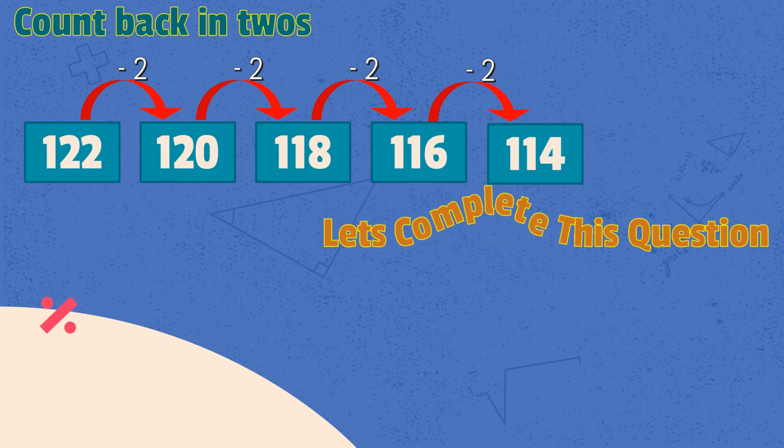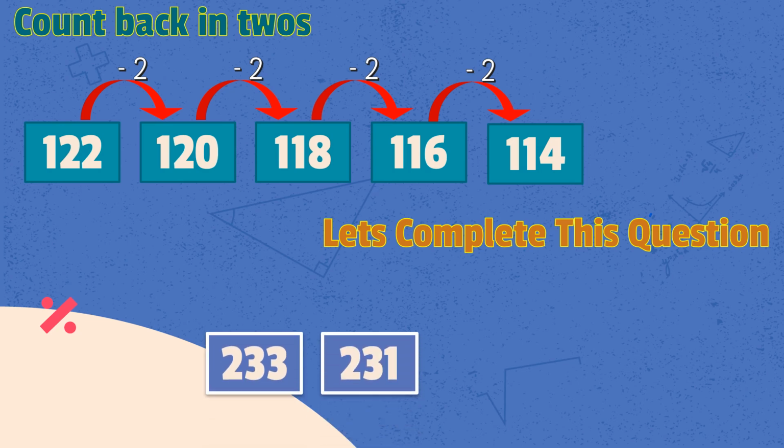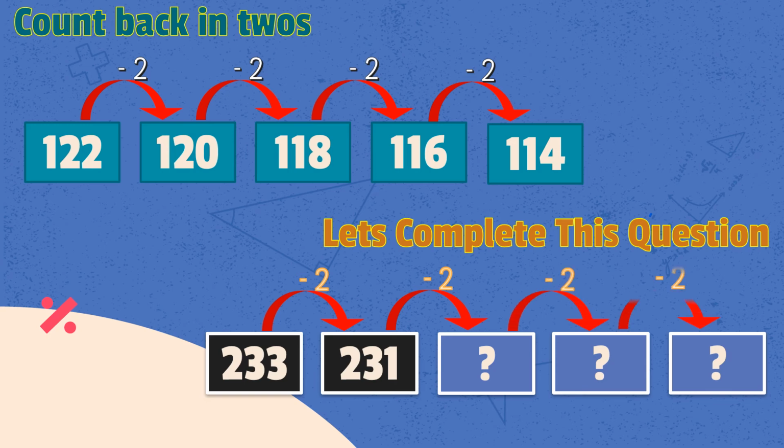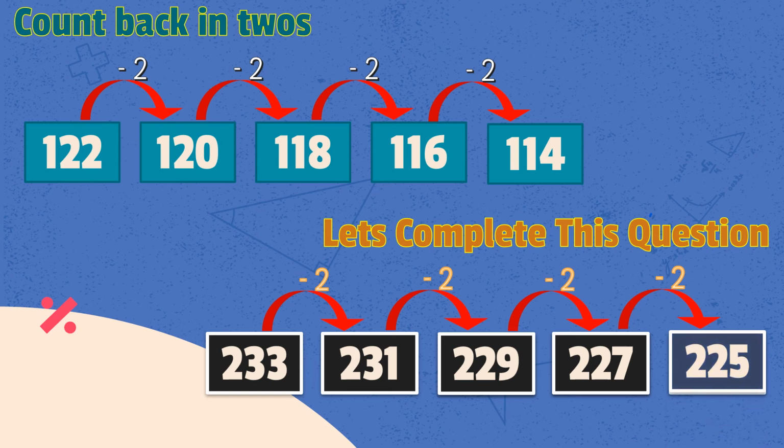Let's try this question. Find the missing numbers. Look at these two numbers. Become bigger or become smaller? Become smaller, that means we subtract 2 to find the missing number. First missing number, 231 minus 2, 229 minus 2, 227 minus 2, and the answer is 225.